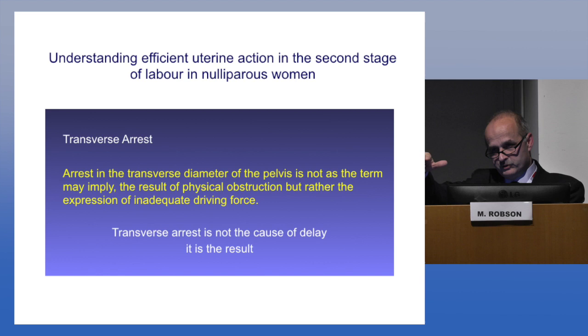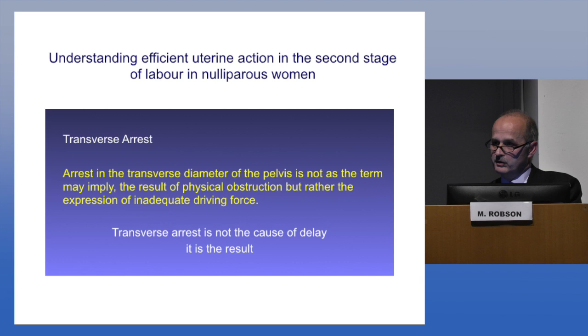Now, with multip, it's very, very different. And a multip that arrests in the second stage of labor, on the basis of incidence on its own, is an extremely unusual situation and should be regarded more as an obstruction rather than the result of delay.